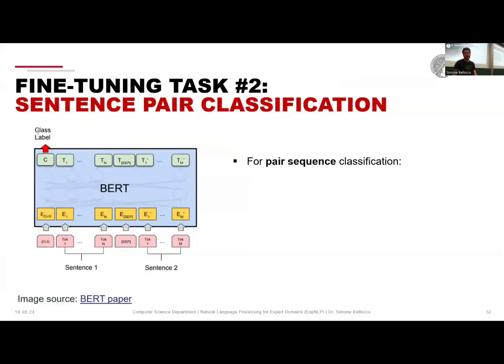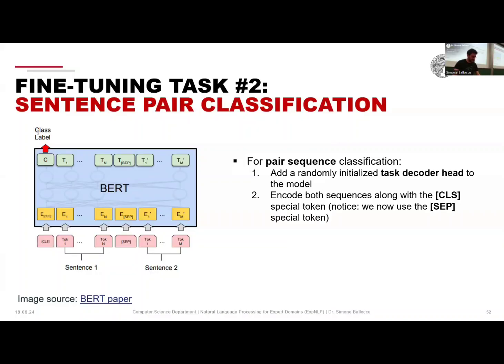Another is sentence pair classification. Notice that now we have the separator. So we have 2 sentences and we want to classify. Maybe one is a paragraph, and one is the summary. One is the question, one is the answer. We want to basically give a label. We add, again, our randomly initialized decoder head. We encode both sequences with the CLS token, and we use this as the input to the decoder head. The same thing as before. This time, instead of having a label about a single sentence, we have a label of the pair of sequences, so it just naturally extends.